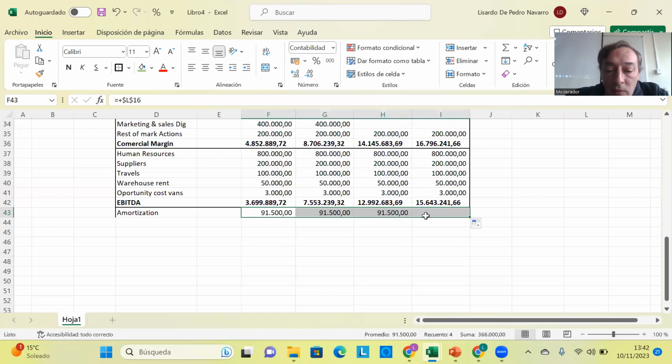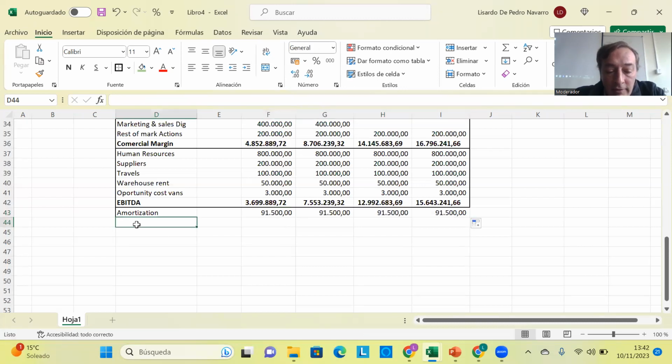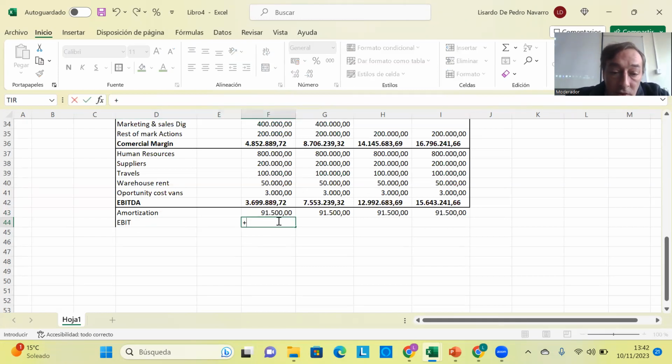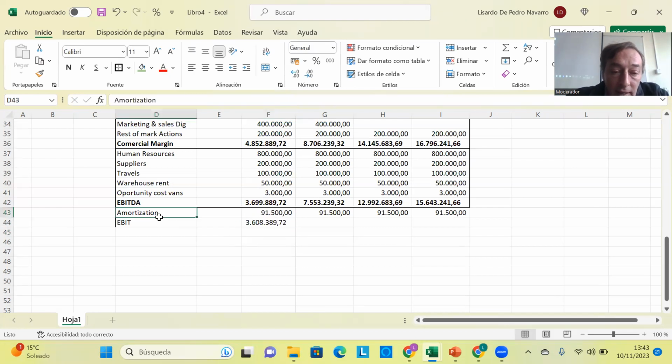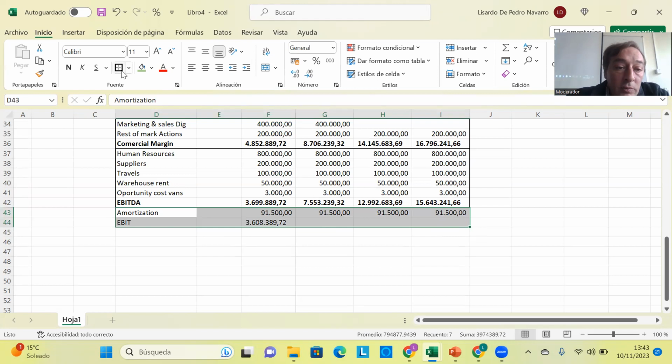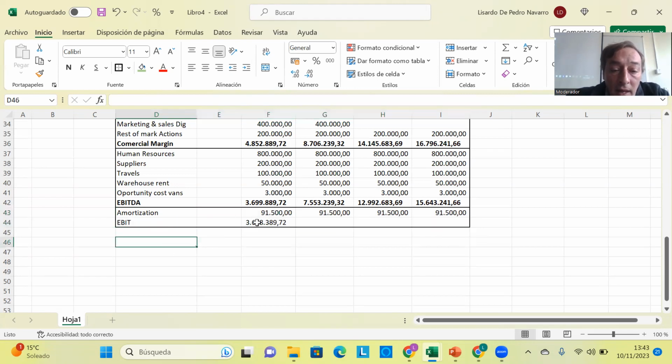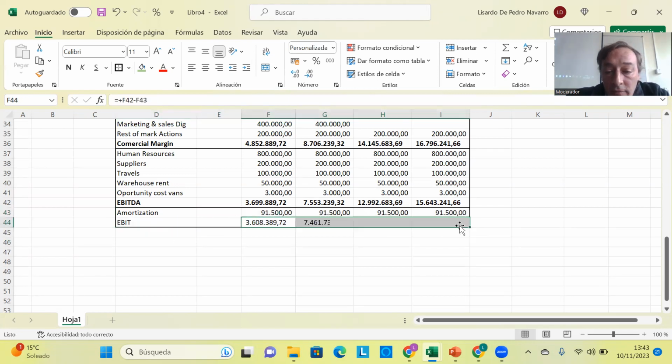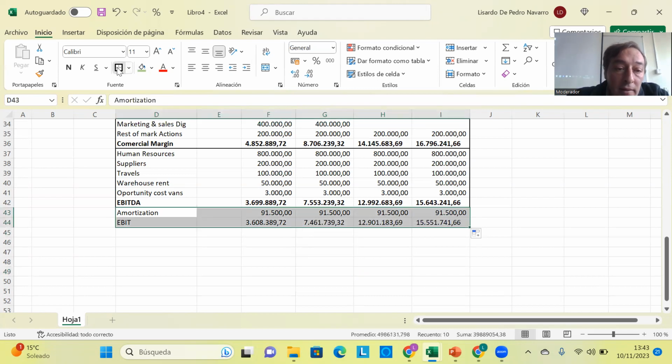So we can copy this one, and we have here a figure without the depreciation and amortization, the EBITDA. The EBITDA less the amortization gives us the EBIT. So we are going to apply the format here, and we are going to copy this one for the rest, and complete it.